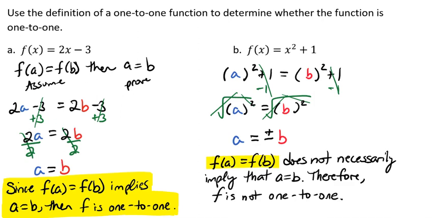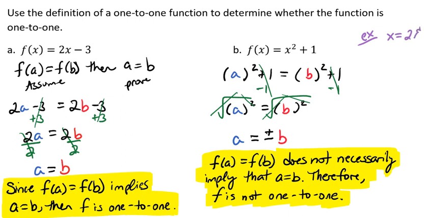Again, because f of a set equal to f of b does not necessarily imply that a equals b, you cannot say f is one-to-one. Therefore, f is not one-to-one. So you have to be really, really careful in your algebra there. To show a quick example of why this wouldn't work, let's say that a equals 2 and b equals negative 2.